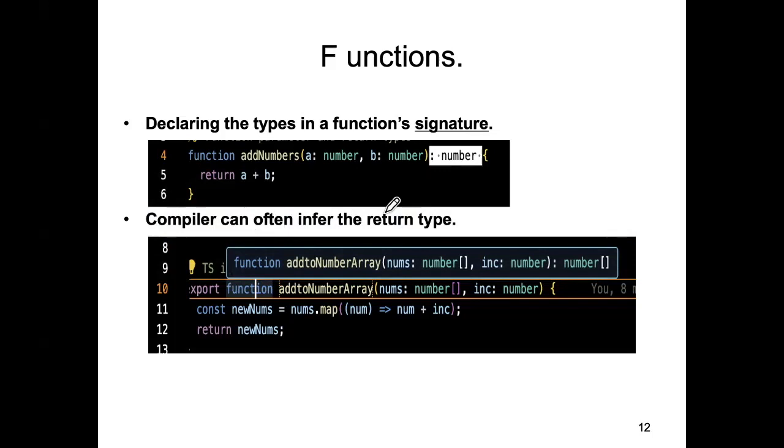And then it will apply that to the function signature. So, for example, here I've got my add number array function, and it looks like its first parameter is an array of numbers, and the second parameter is a number.